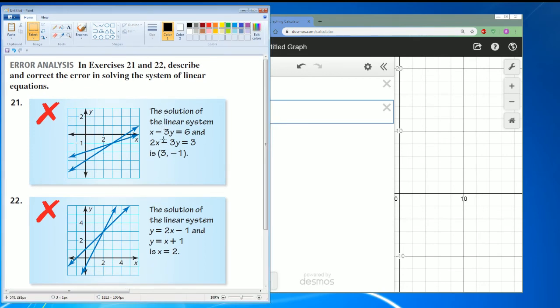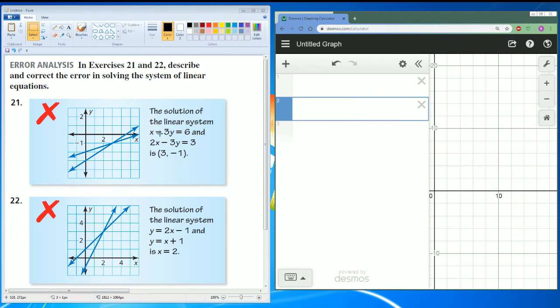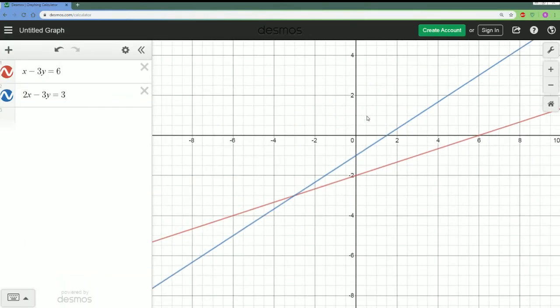Here's the first one. Here's the second one. And they say it is at 3, comma, negative 1. You know what? Let's just graph it. Again, for you to graph it, it has to be in y equals mx plus b if you're using a graphing calculator. But Desmos just has it automatically. Okay. Minus 3x equals 3. And boom. Right there. Negative 3, comma, negative 3.